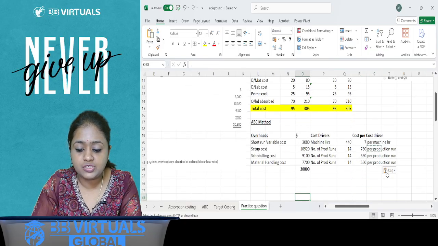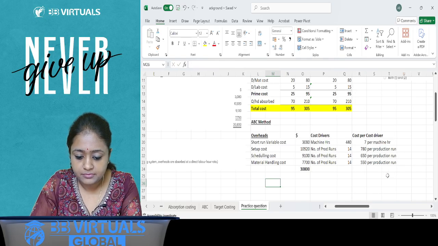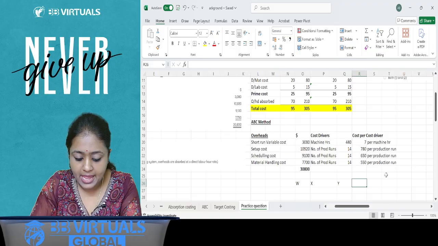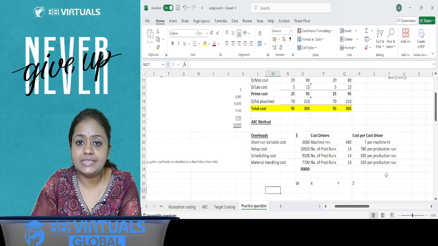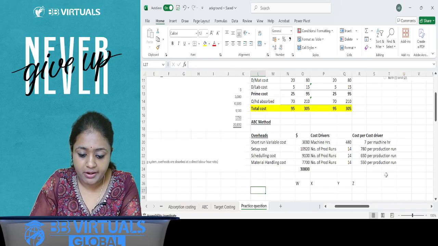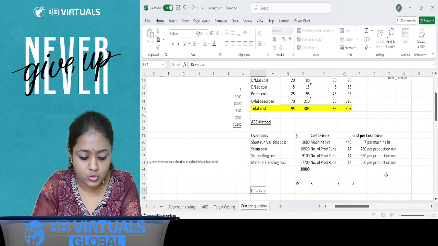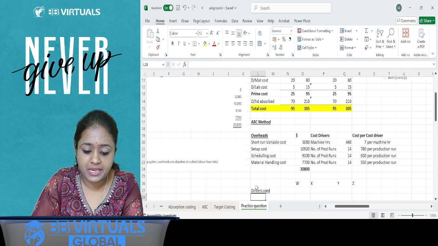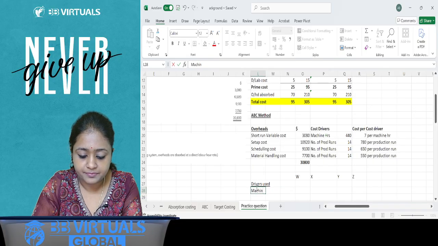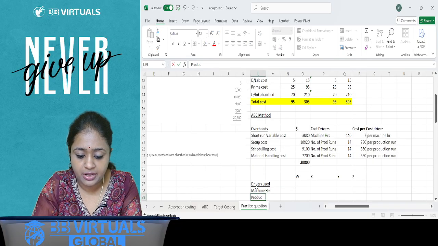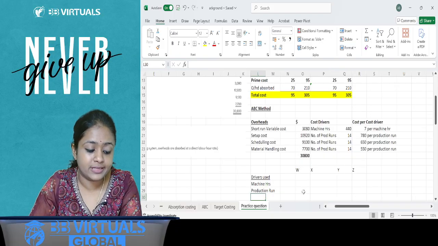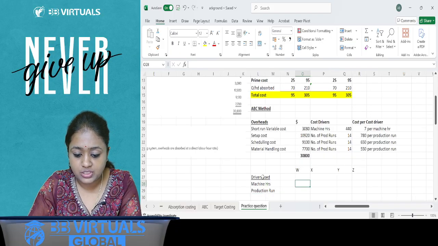So now allocate the cost to the different products. So we have the products W, X, Y and Z. You will first write here the drivers that they are using, right? So I will write here drivers used. Which are the drivers used by them? Okay, so first let's make a heading for machine hours, and then I will write here production runs. You know, the more that you use Excel properly, the more it will help you in section C questions. Okay, so let's do it.